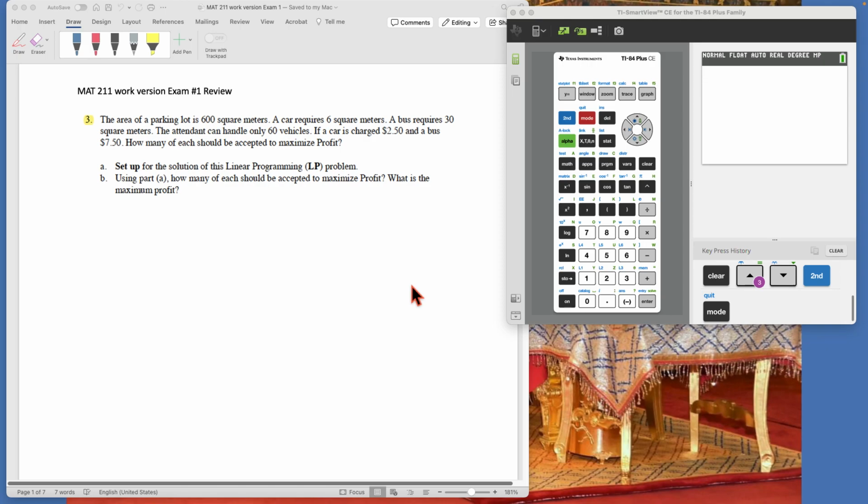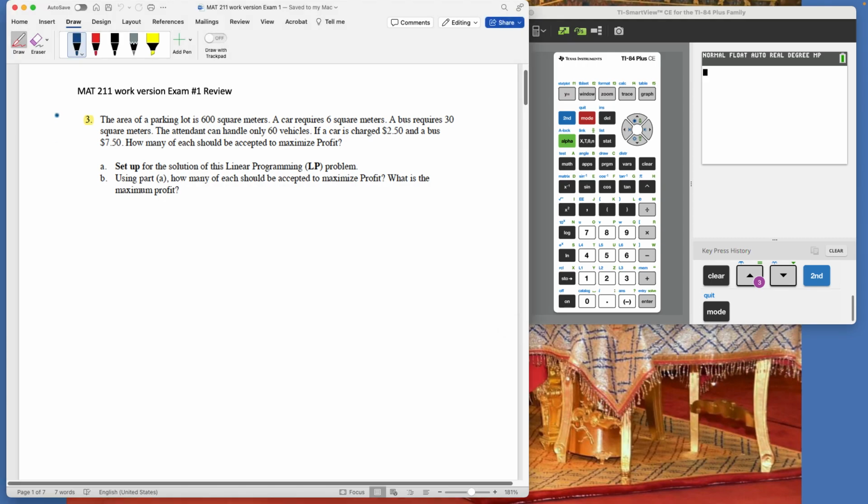So here we have question 3. The class version audio went out, so I am redoing it. Let's see if I can do it maybe more directly. So this is a question dealing with linear programming. This was from 6.1 and 6.2.